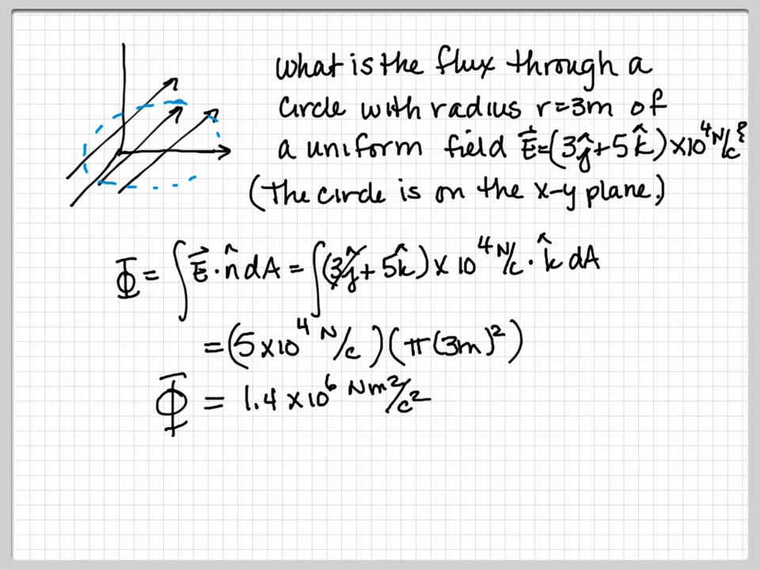You have 5 times 10 to the 4th newtons per coulomb times the integral of the area, which is pi times 3 meters squared, pi r squared. And we end up with 1.4 times 10 to the 6th Newton meter squared per coulomb.